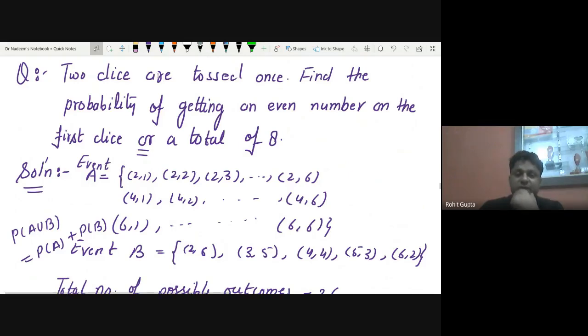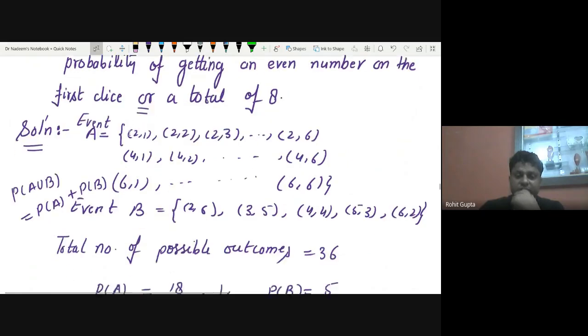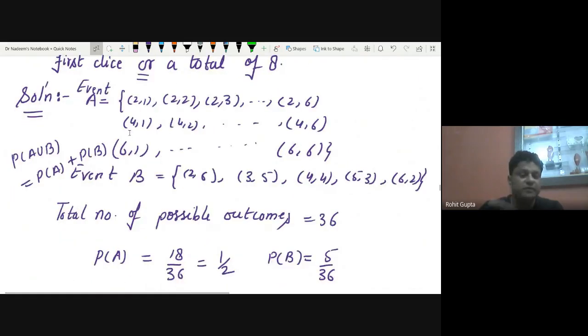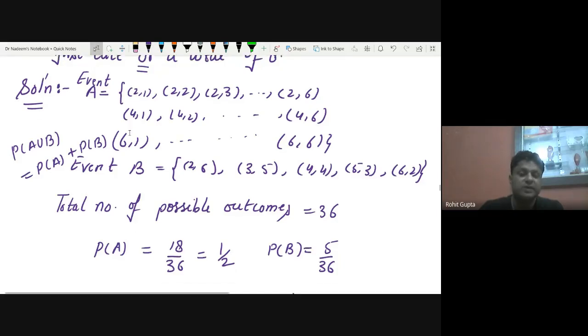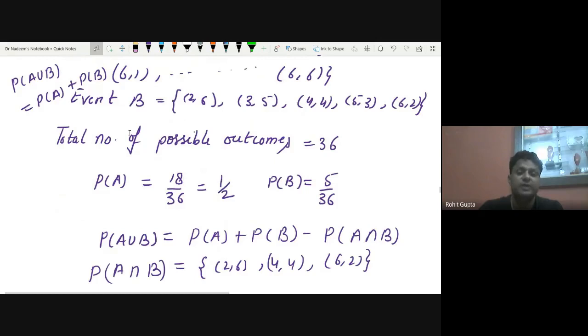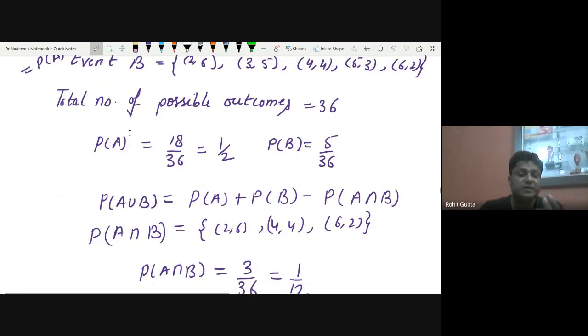Similarly, in event B, the sum total should be 8. That is 2 6, 3 5, 4 4, 5 3, and 6 2. The total possible outcomes equal 36. Then the probability of A is 18 by 36, that is 1 by 2. The probability of B is 5 by 36. Then the probability of A union B is the probability of A plus the probability of B minus the probability of A intersection B.